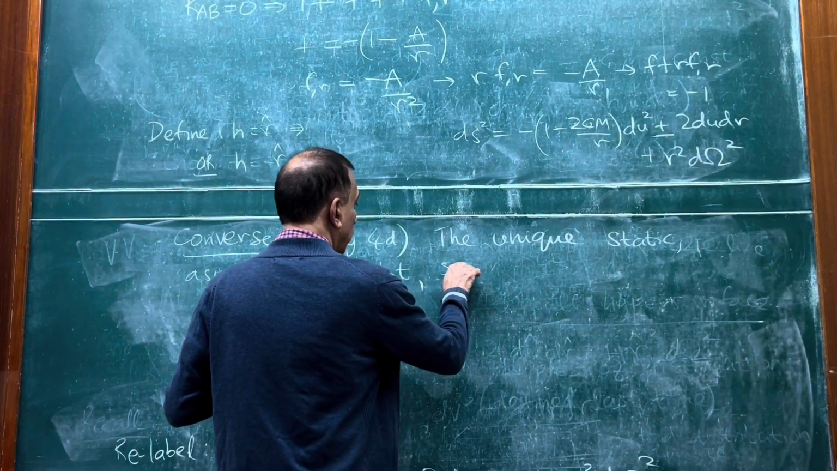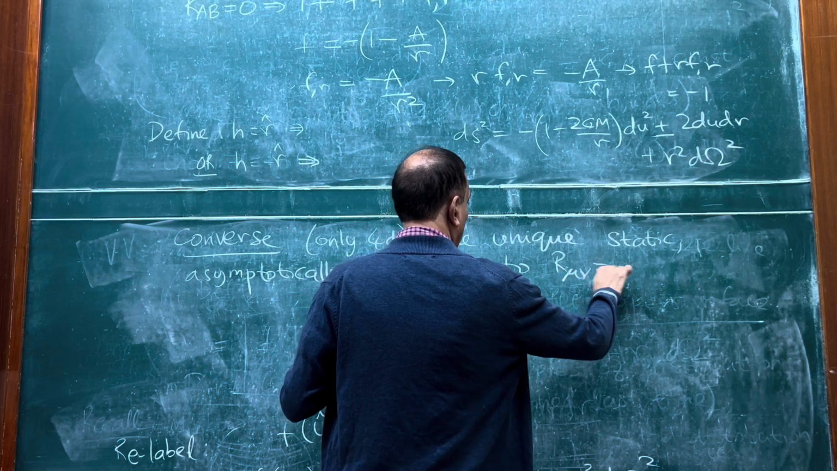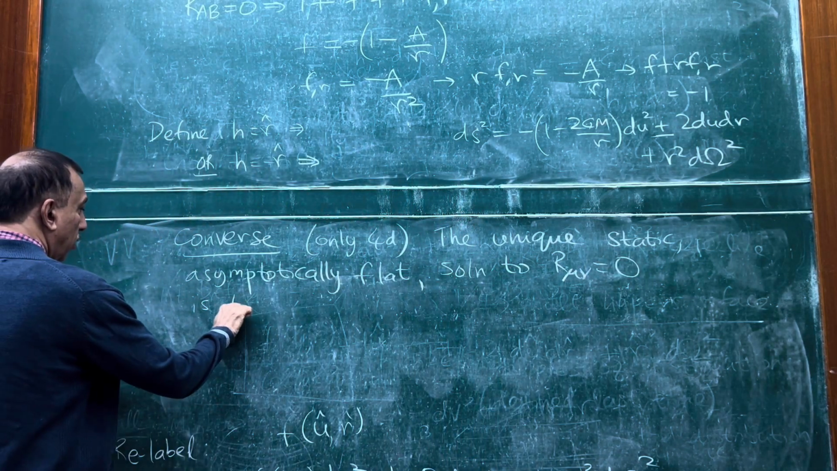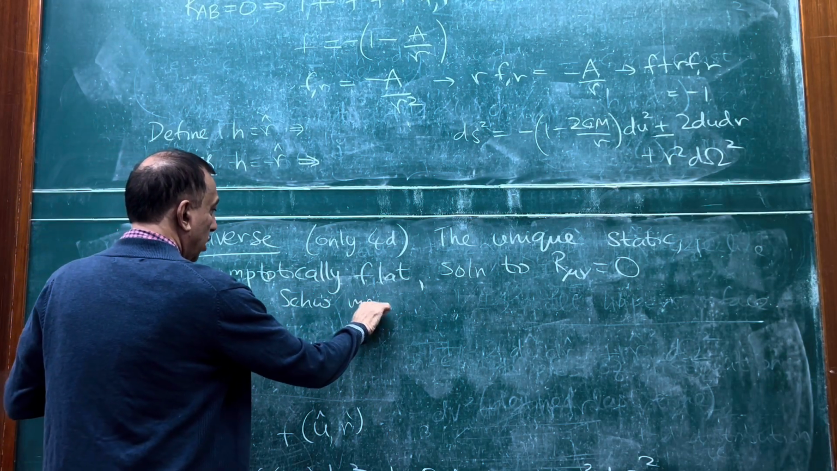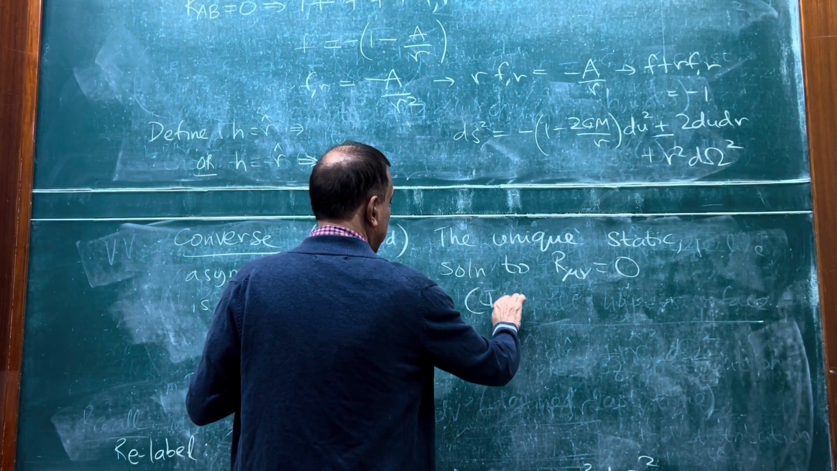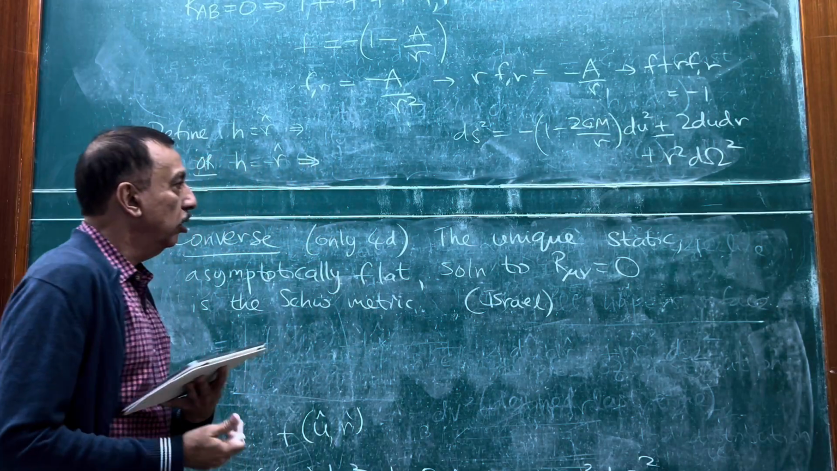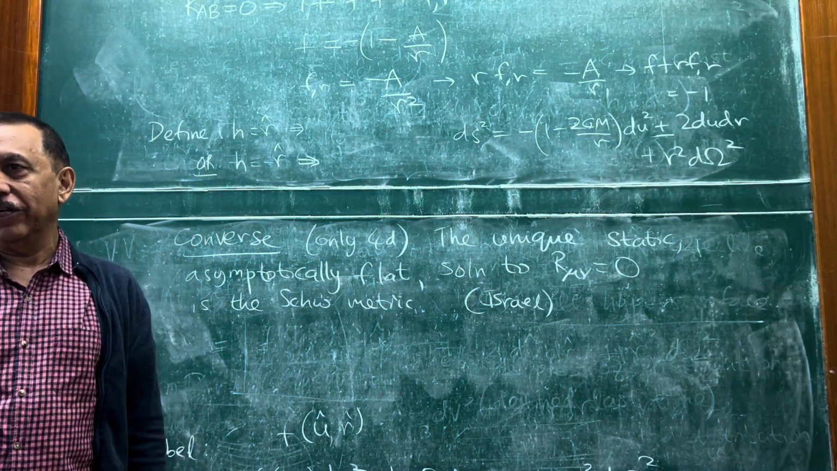Solution to R_{μν} equals 0 is the spherically symmetric, so is the Schwarzschild metric. So in this version, spherical symmetry comes out for free. You assume static and asymptotically flat and you get spherical symmetry for free.